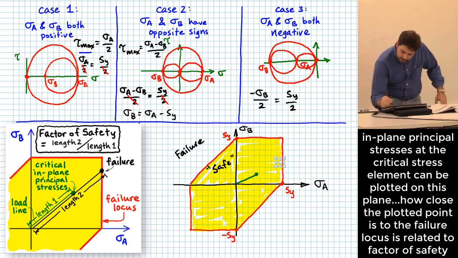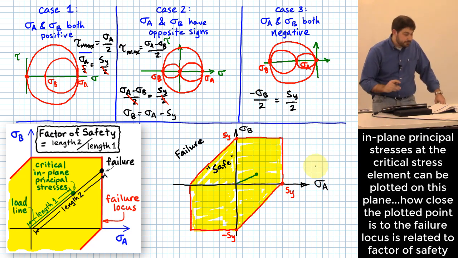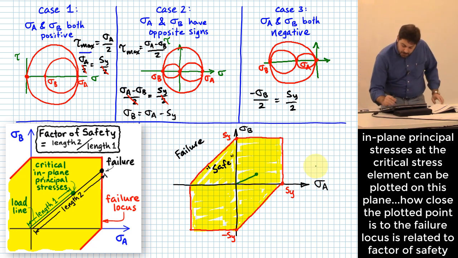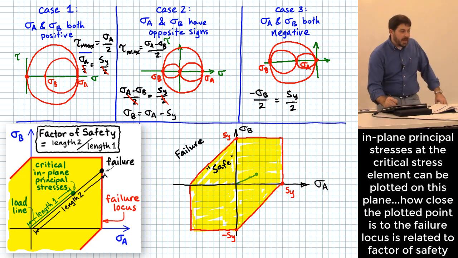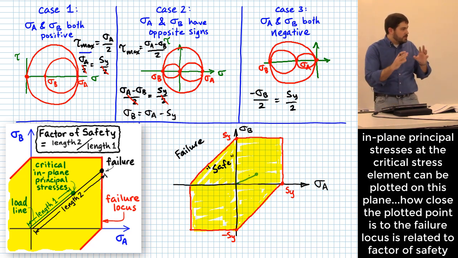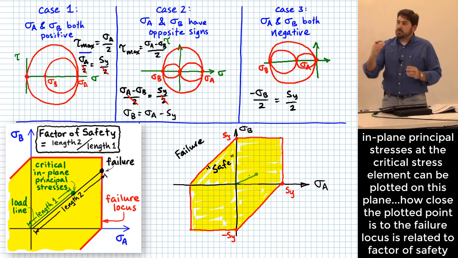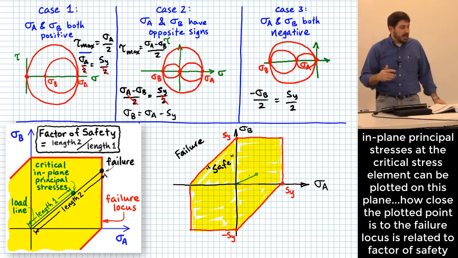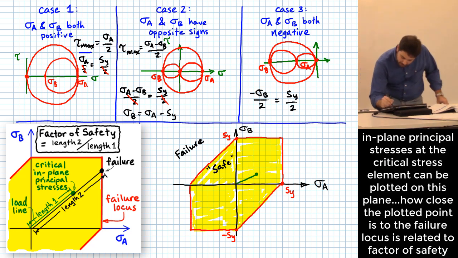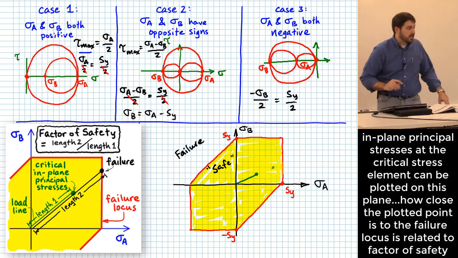Especially when you're talking about systems that are loaded with only one force, okay? This is very useful because if you double that force, right? If you have a system that's only loaded with one load and you double that load, what usually happens is this point will move to some location that will double the length of that load line.